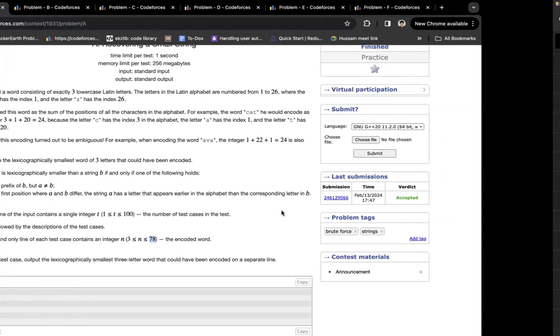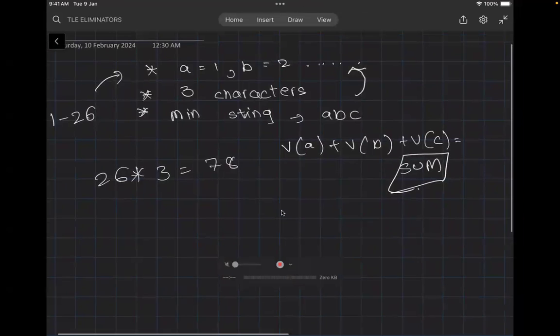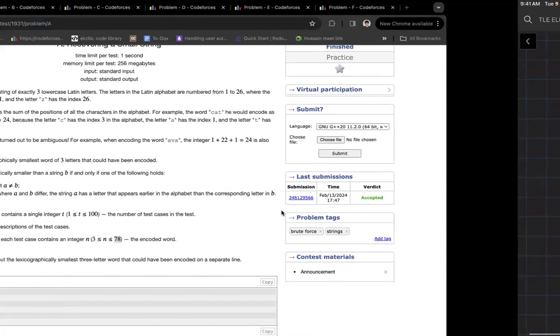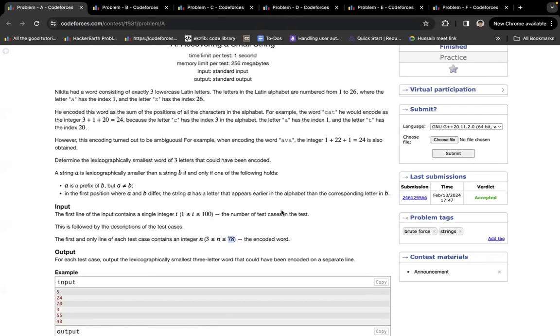Is this much clear, what the problem asks and why we don't need to check if it is possible or not possible? Do drop a yes in the chat if you guys understand.